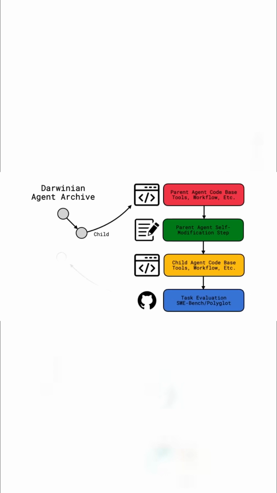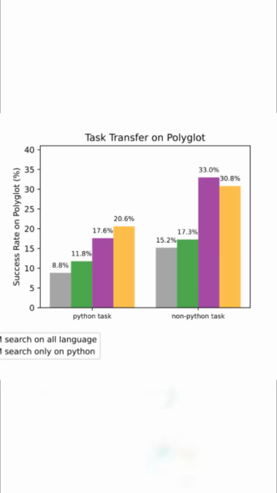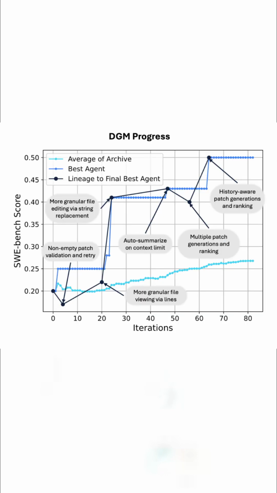In testing, it got better at solving coding tasks just by modifying itself. And the more compute it had, the more it improved, showing signs of scalable self-improvement. It's not a finished solution, but it's one of the clearest steps yet toward AI that learns how to learn, without being locked at deployment.